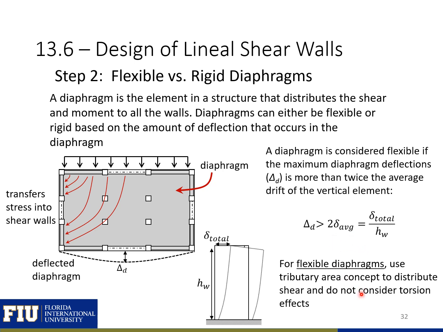For flexible diaphragms, we just use our tributary area concept to distribute shear, and we don't consider any torsional effects. So here we have shear walls on the outside, so our tributary area would be half of our width, so half of this shear and moment would go into these two walls on the outside of the structure, and half would go to the other two walls.